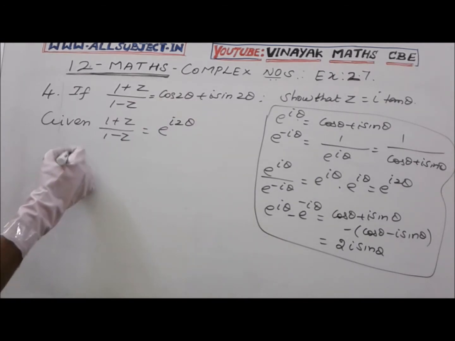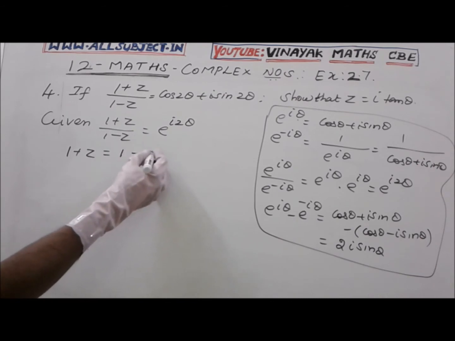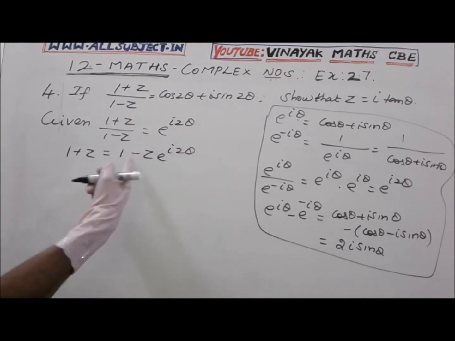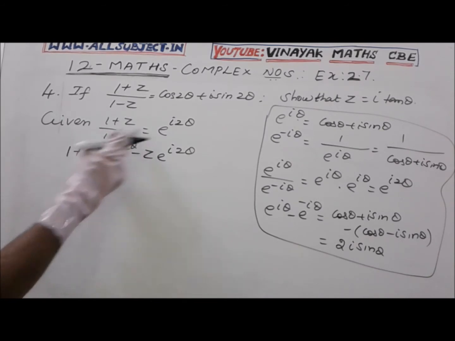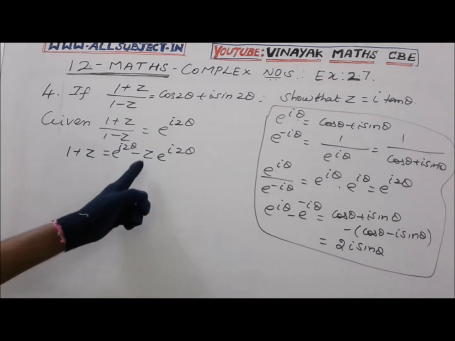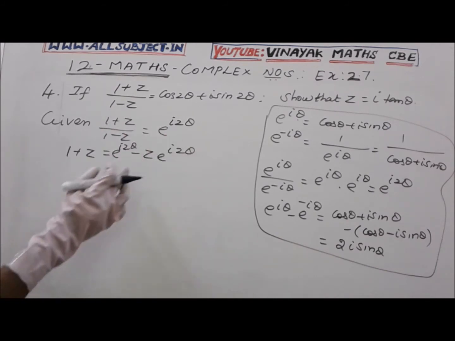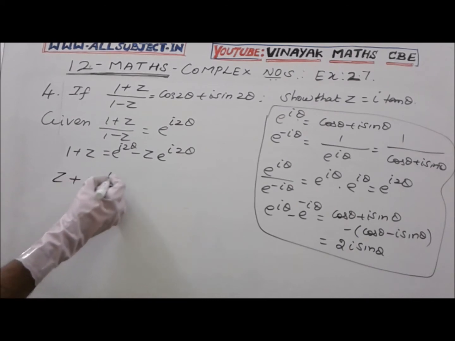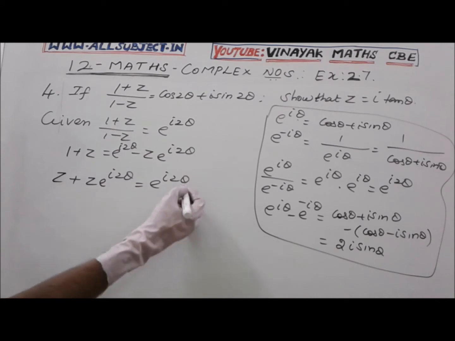Just cross multiply it. 1 plus z equals 1 minus z into e power i 2 theta. Cross multiply it: 1 into e power i 2 theta, e power i 2 theta, minus z into e power i 2 theta, minus z e power i 2 theta. Now grouping z on one side and the constant on the other side. Now z plus z e power i 2 theta equals e power i 2 theta, the plus 1 on the right side, minus 1.